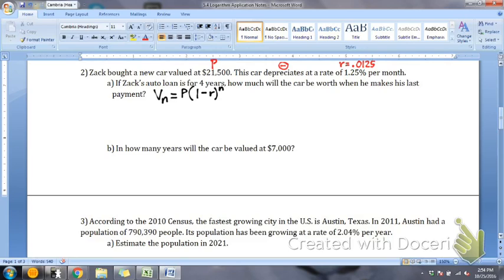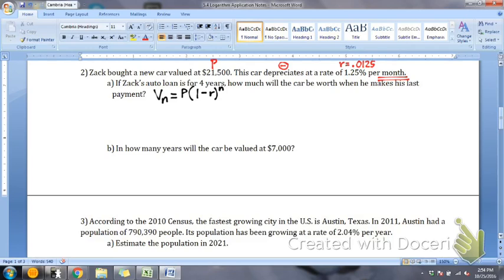0.0125. There is absolutely no reason for you to get a wrong decimal value because I'm telling you how to make sure you get it right every time. And then it says per what? Per month. Interesting. We haven't had that yet. It's per month. So it's happening 12 times a year, right? 12 times a year this is happening.